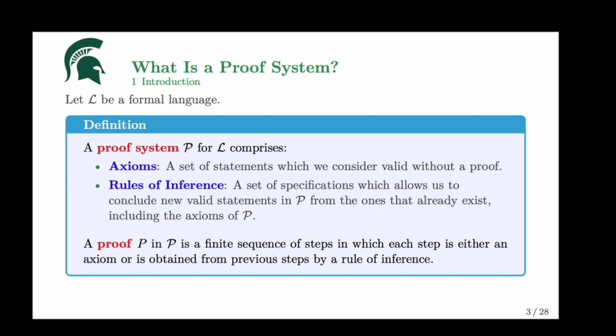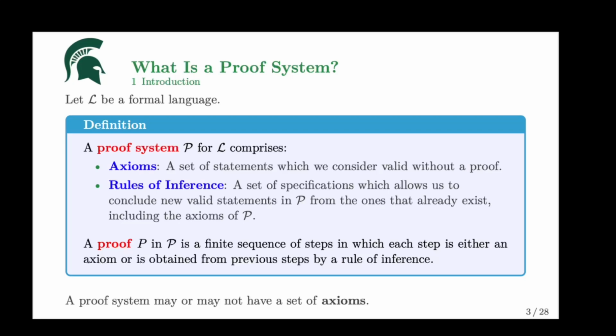Before discussing interactive proof systems, let's define what a proof system is. In simple terms, a proof system is a formal method used to verify statements about a language. So given a formal language L, a proof system P for L includes first, axioms, which are a set of statements accepted as true without proof. And then second, rules of inference, which are logical steps that allow us to derive new valid statements from existing ones. A proof in this system is a finite sequence of steps, each justified by either being an axiom or following the rules of inference.